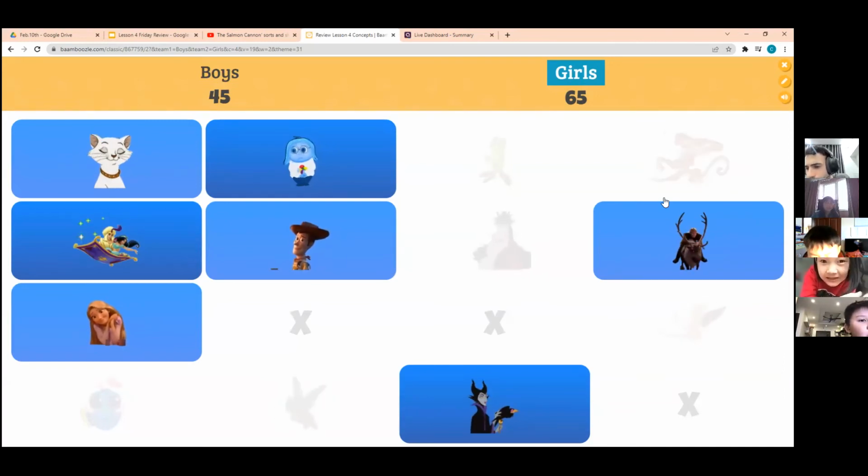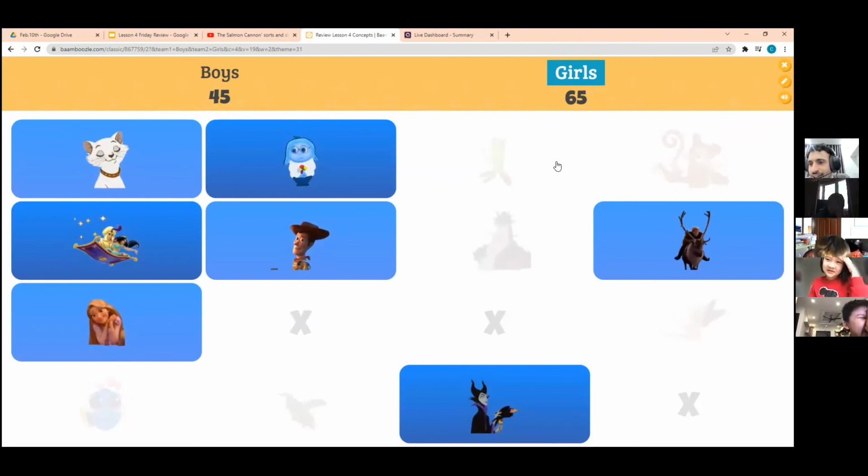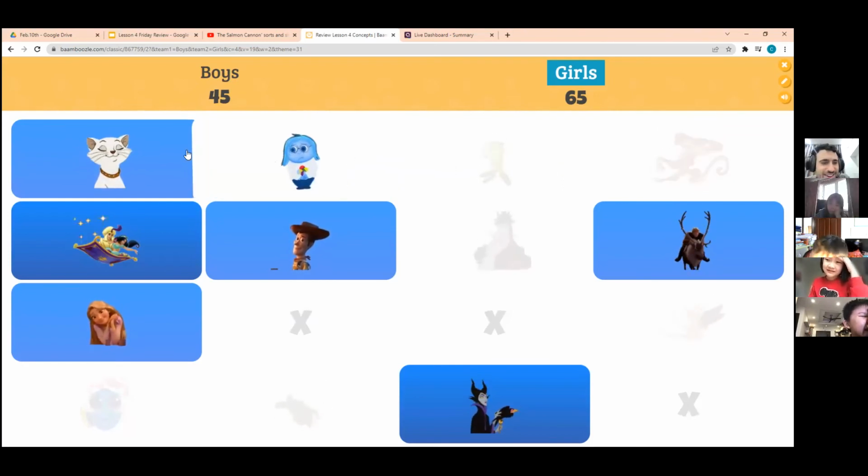Let's have Sarah choose a picture. There's only four girls, I think. The classes are smaller now. You have to go more often.